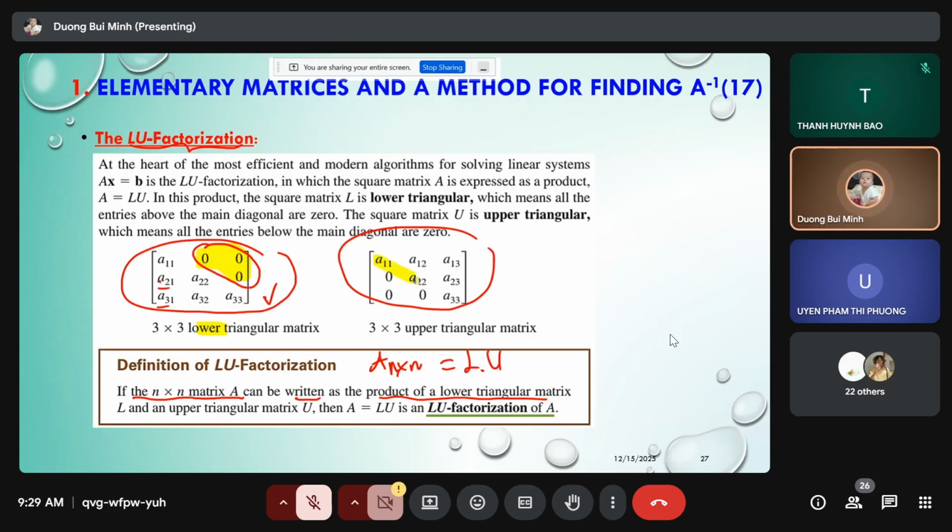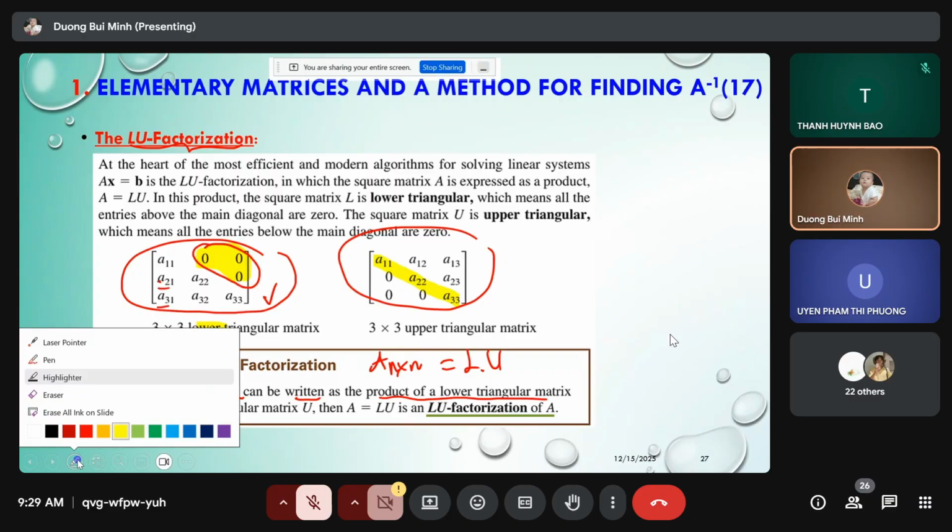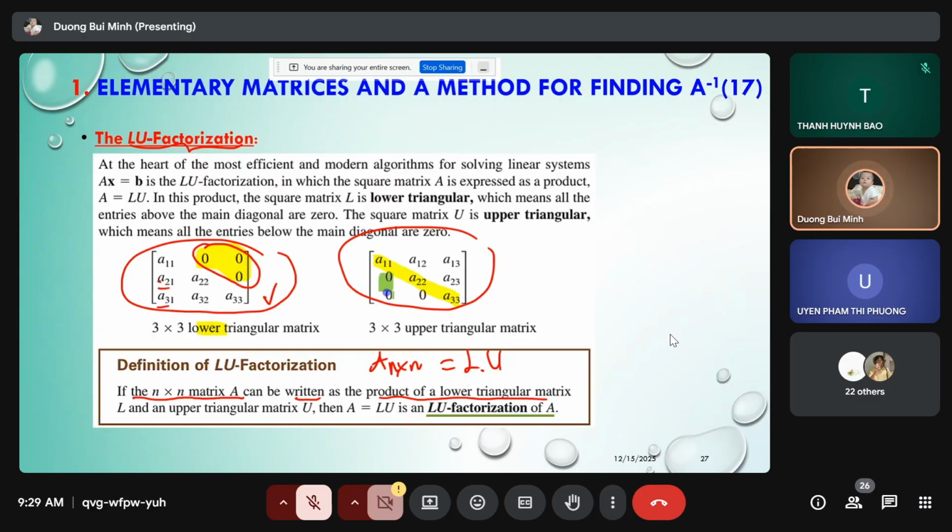So here, this is the diagonal, right? For the upper triangular matrix, the elements below the diagonal must be 0. Here must be 0. So this one we say is an upper triangular matrix. Of course, the lower triangular matrix and upper triangular matrix are defined on square matrices.